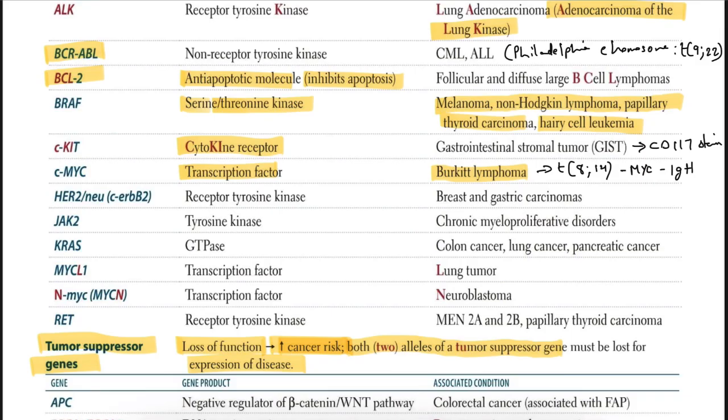Next we can see HER2/neu, or you can say ERBB2. The gene product is a receptor tyrosine kinase, and the associated carcinomas are breast and gastric cancers. The target here is trastuzumab, the medication we can use for treating these cancers. What medication?